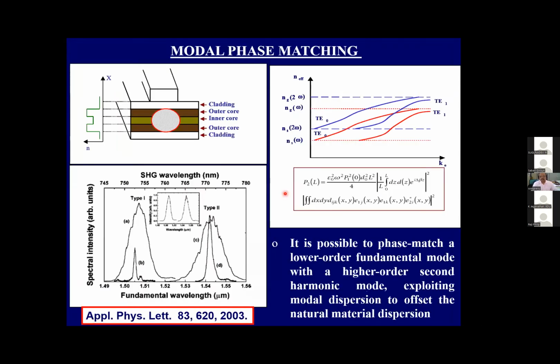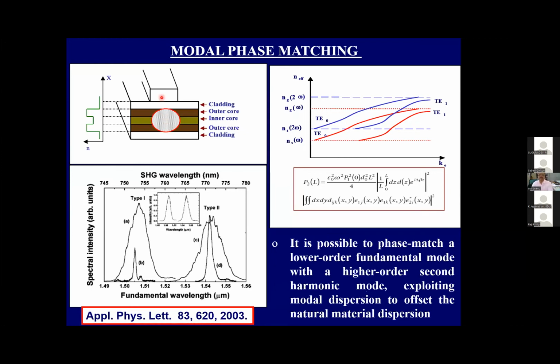So another way to achieve the phase matching is called modal phase matching. So when you have this kind of ridge waveguides, again, I'll not go into the details of making this. The refractive index varies for the fundamental as well as the second harmonic. So it is possible to phase match a lower order fundamental mode with a higher order second harmonic mode. So your fundamental will be in the lower order mode, and the second harmonic will be in the higher order mode. So these have different modes, like in your fiber, they have different modes. So we can make sure that the fundamental is in the lower order mode and the harmonic generation is in the higher order mode.